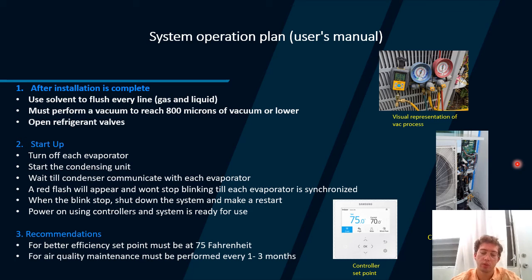In the startup you must know that all evaporators must be turned off. Then only you will turn on the condensing unit here, pressing the start button for 5 seconds. After the condensing unit starts blinking, it is making the startup test. It is communicating with each evaporator, assigning the evaporator job. After the blinking stops, the condensing unit will automatically shut down, or maybe you need to shut it down.